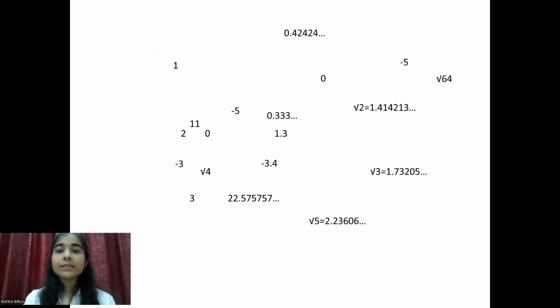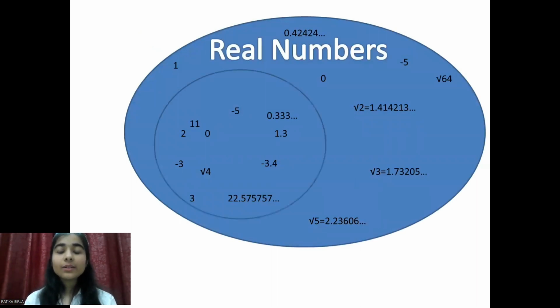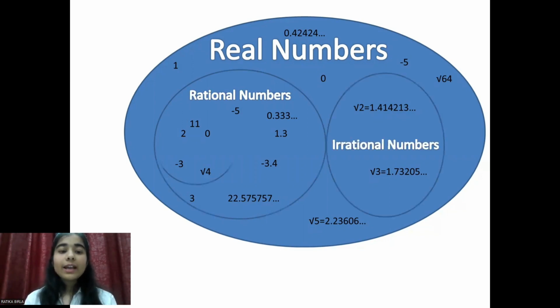Now let us consider some numbers. These numbers are all real numbers. Now let us identify rational numbers. These are all rational numbers. Now let us identify irrational numbers. These are all irrational numbers. Integers. These are all integers. And these are all non-integers.